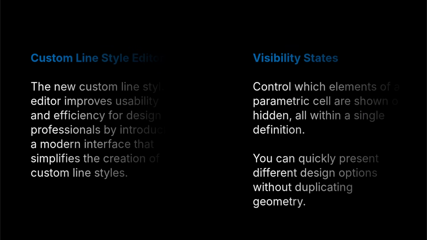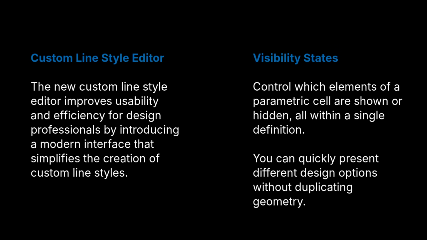The new custom line style editor improves usability and efficiency for design professionals by introducing a modern interface that simplifies the creation of custom line styles. Finally, visibility states let you control which elements of a parametric cell are shown or hidden, all within a single definition. By switching between predefined states, you can quickly present different design options without duplicating geometry.